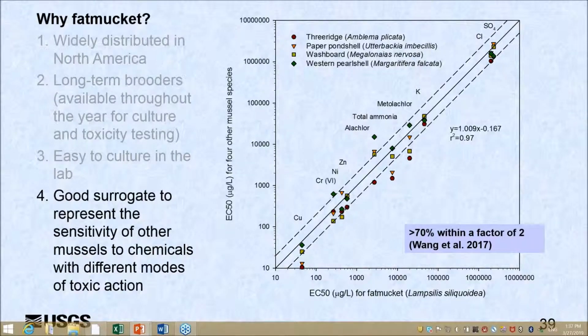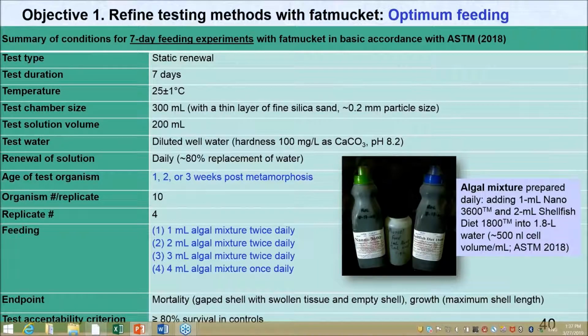So to do the feeding study, we did a 7-day study, starting with 3 different ages of mussel, and fed them 4 different amounts: 1 ml, 2 ml, 3 ml, 4 ml of algal mixture. On the right side, you see this is a commercially available algae, and it's quite easy to prepare the food, keep it in the refrigerator, and use routinely. And the endpoint is mortality.